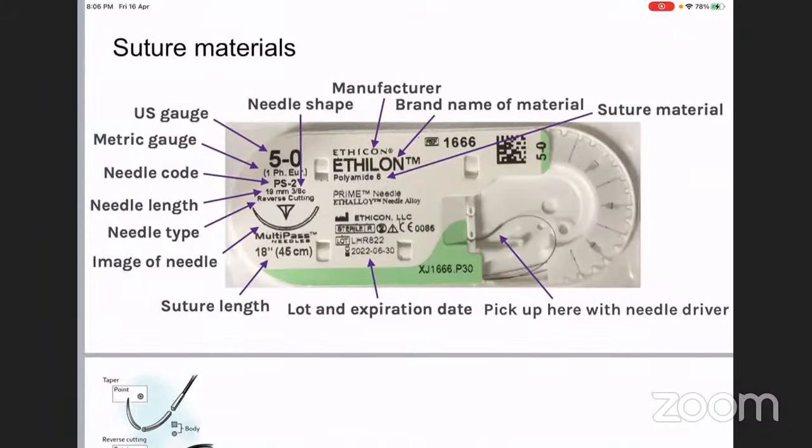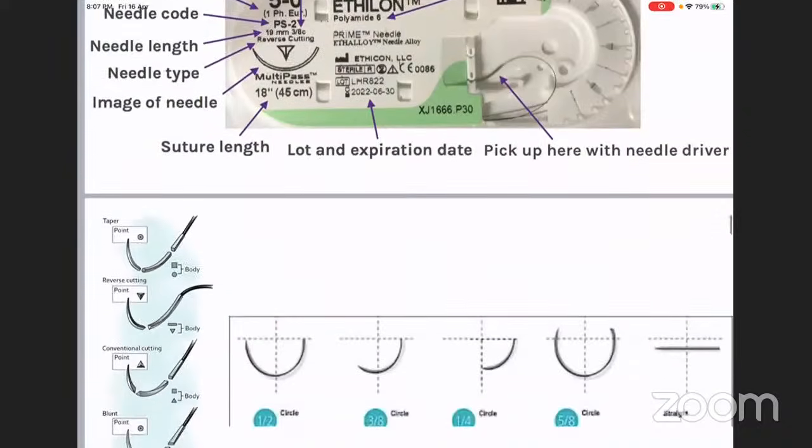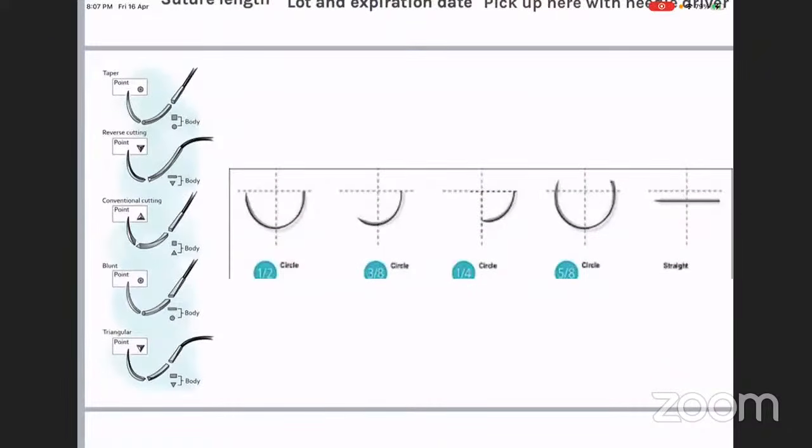Then the needle type. You can see a half moon or crescentic picture there. That is the shape of the needle. And then below that you have the length of the suture material. So this package contains 45 centimeters of the suture material. All of this is mentioned on the packaging itself. That is why we need to understand a little bit more about the structure of the surgical needles.